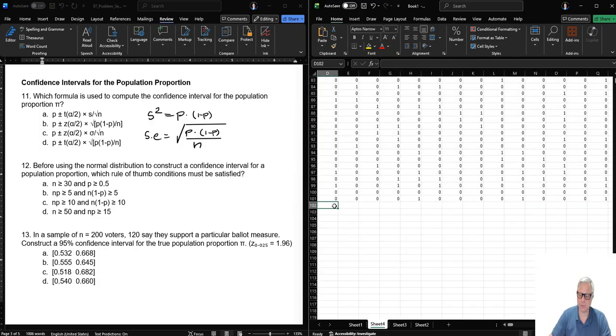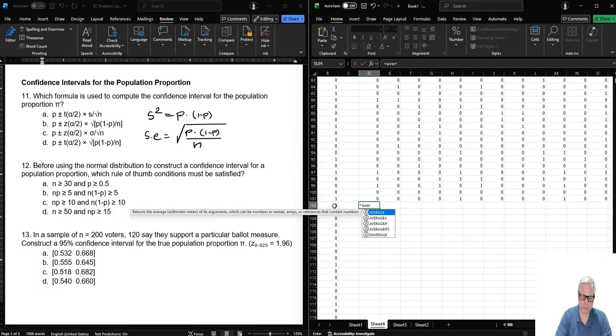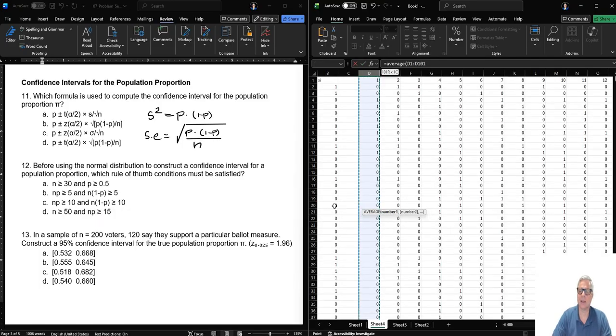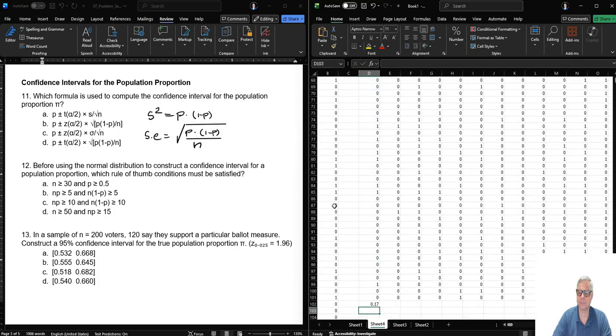So now what I do is for each sample, I calculate again the mean. And then I display the sampling distribution for n equals 100. So equals AVERAGE. So for the first sample, I get an average of 0.17, and now I copy this formula to the right.